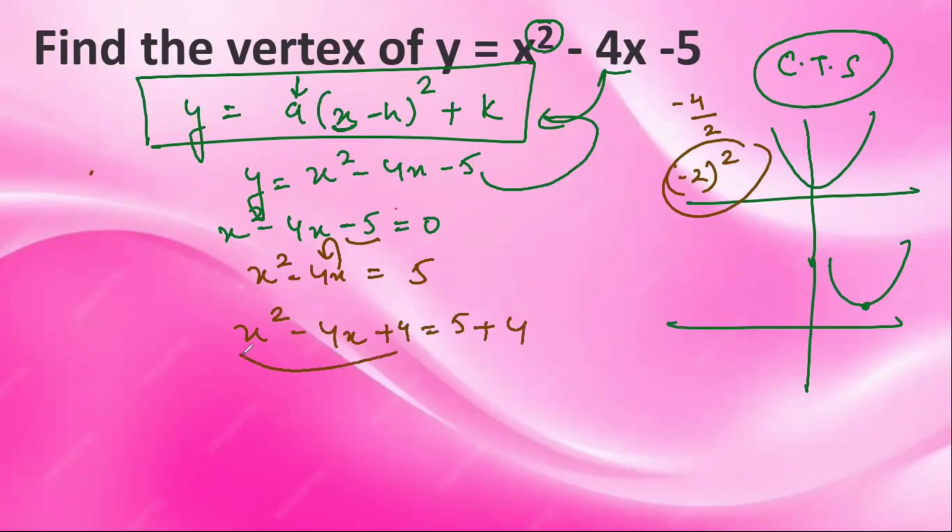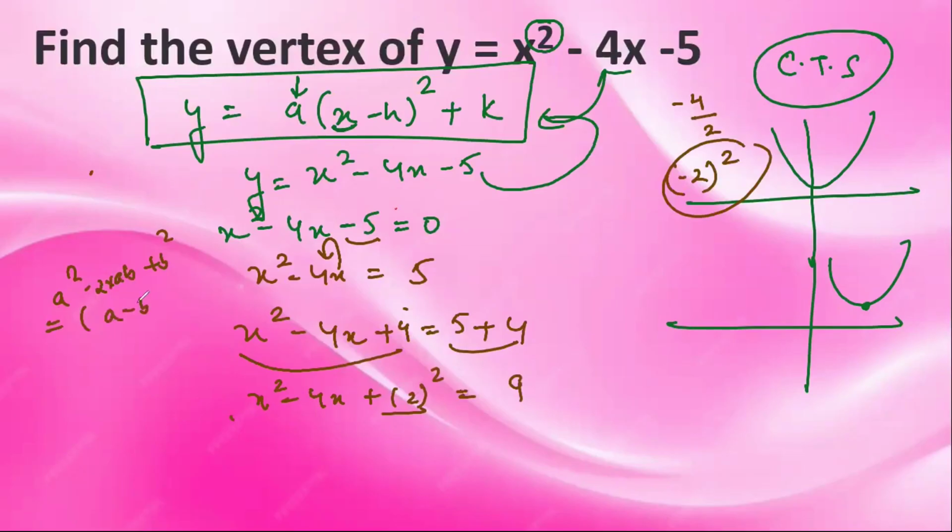Now, if you see this one, this is an identity, a squared plus b squared minus 2ab. This is 2 squared, so I am writing it in another form. So 2 squared, I'm writing like that, and this is 9. So a squared plus b squared minus 2ab, which is this expression. The identity says it is (a minus b) whole squared. What is a? That is x. What is b? That is 2. And because there is a negative sign with 2ab, it's the negative identity. So it's equal to 9.